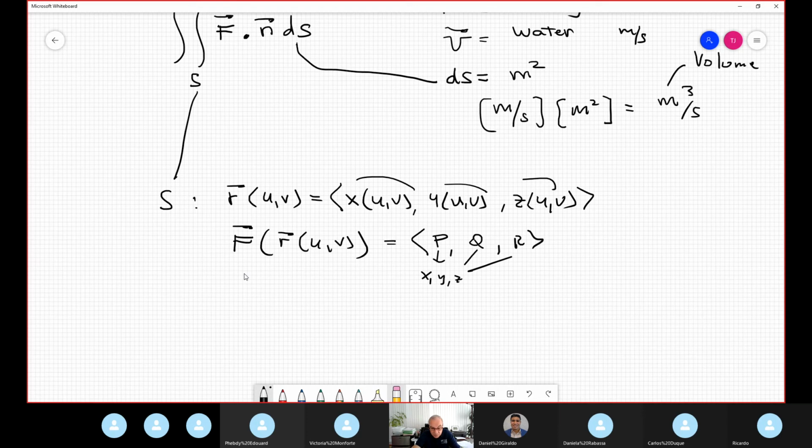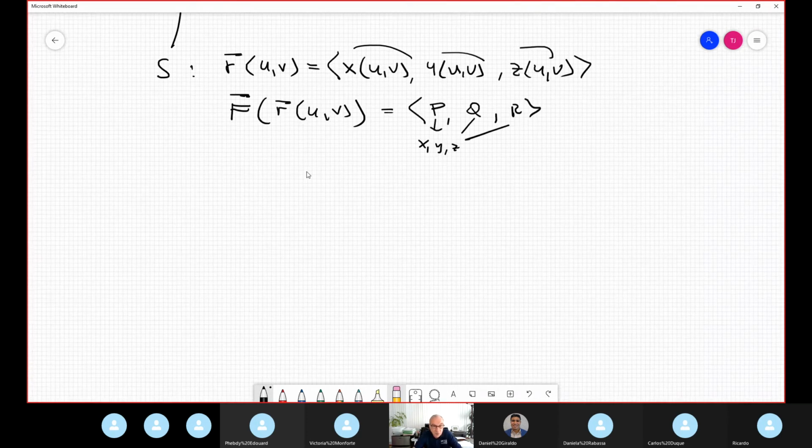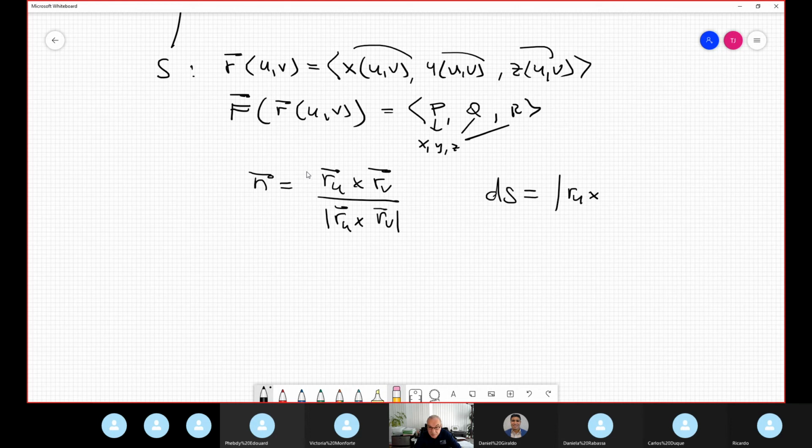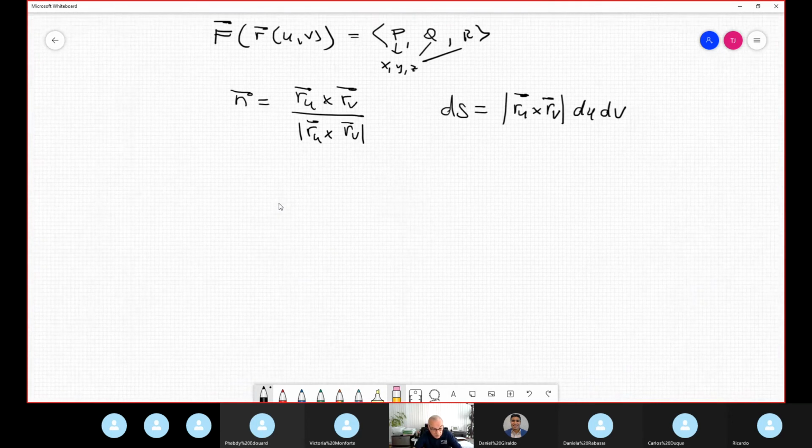Now I compute a normal vector. I have the parametrization in my hand, so the equation is r_u cross r_v divided by its magnitude, and this is the magnitude of this. This equation is not new for you. Times du dv. I put everything together: you transform this surface integral into a double integral in the region R. And where does the region R live? The region R lives in the uv plane.